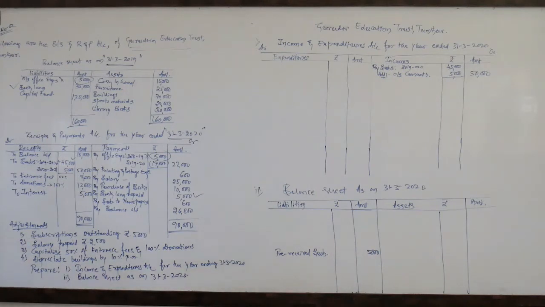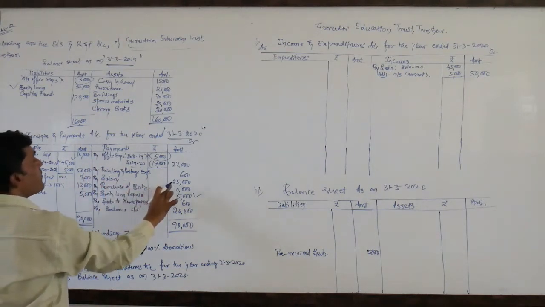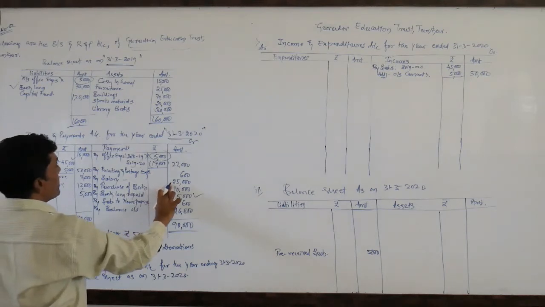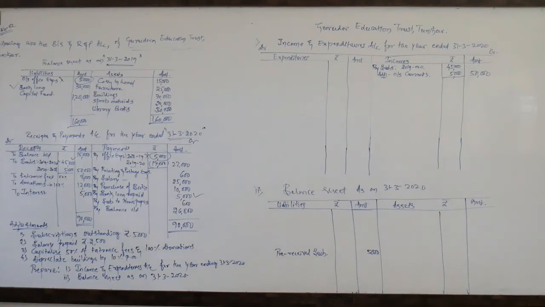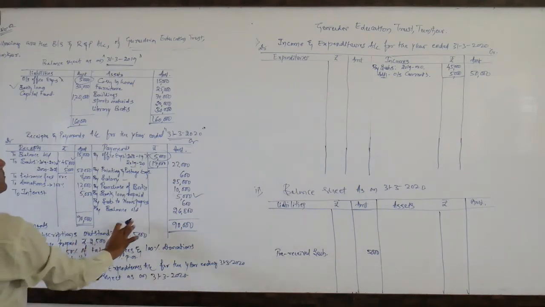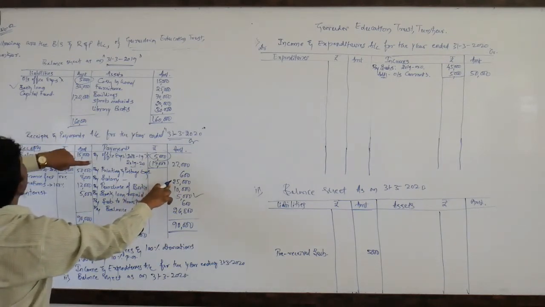Then second adjustment, salary prepaid rupees 2,500. Salary, look at on the payment side, salary here. So we have paid rupees 25,000 salary in the current year, 25,000. Out of which we have paid prepaid salary of rupees 2,500. So we need to deduct from this. Is there any linkages on the liability side? No. Okay.